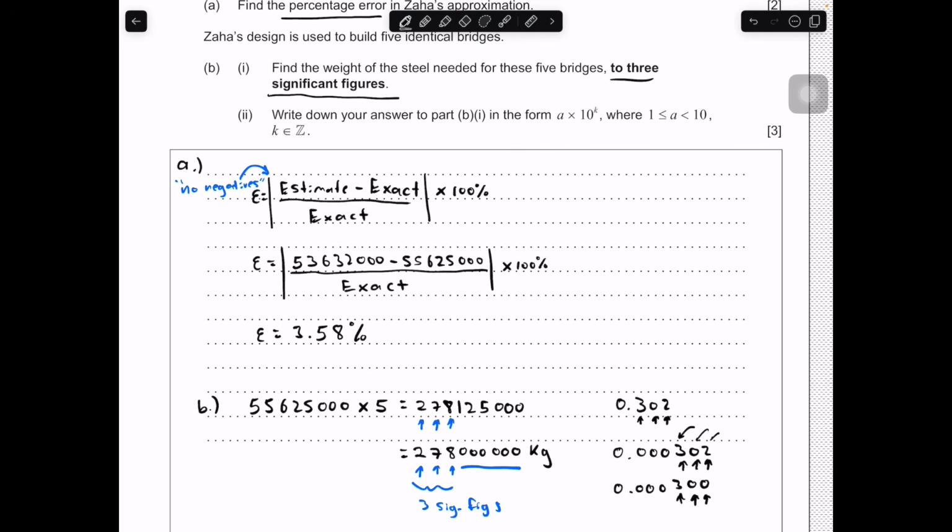Part 2 of B asks us to write down our answer to part 1 in the form of a times 10 to the k, where a is between 1 and 10. So a is greater than or equal to 1 and less than 10. It's essentially a 1-digit number. And then this k is an element of the integers. So these are whole numbers, positive and negative.